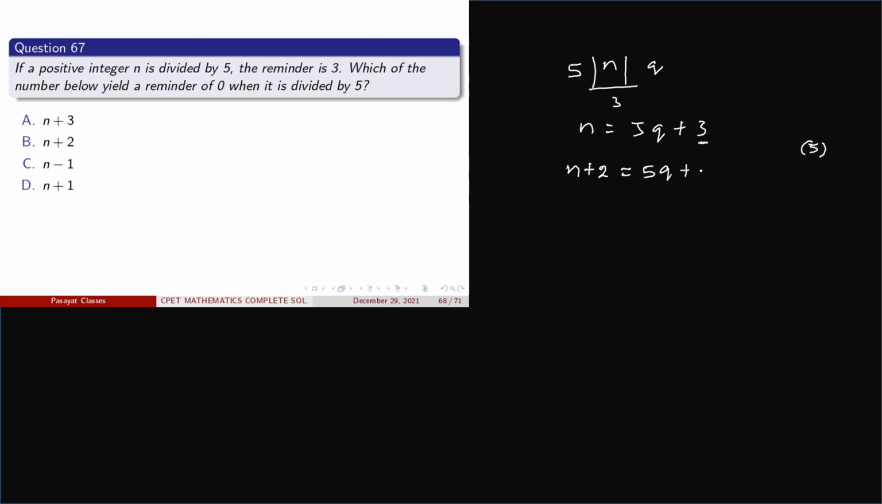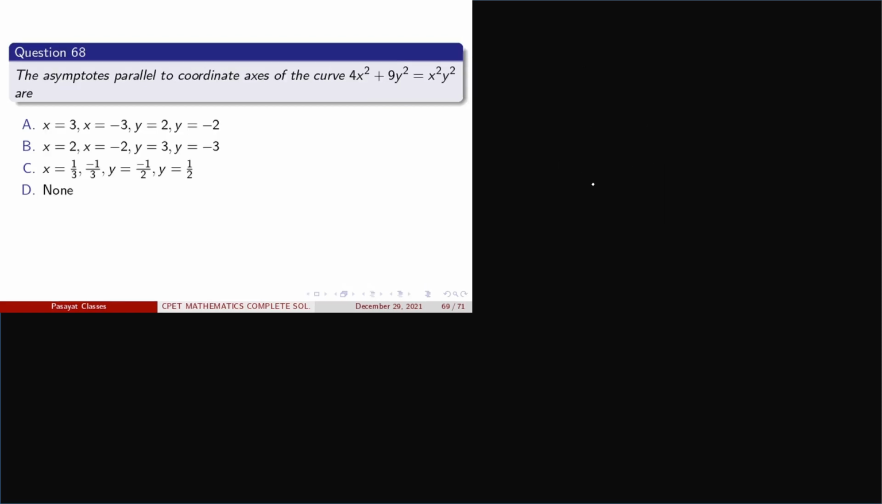we get n plus 2 is equal to 5q plus 5. So finally, taking 5 common, this is 5 times q plus 1. This is a multiple of 5. Yes. So our final number is how much? This is n plus 2. So n plus 2 is the correct answer. That is option number B is the correct one. Now come to another question.